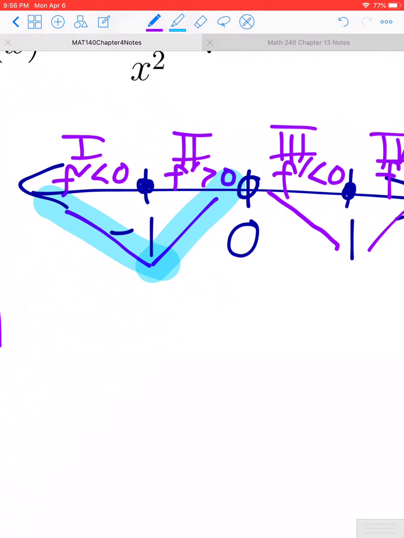You have to be very careful. A lot of students, if you're not paying close attention to this, might mistakenly believe that because there's a sign change in the derivative from positive to negative, there's going to be a relative max at 0. But remember, 0 was not a point in the domain of f. So there's no value there, so it cannot be an extrema.